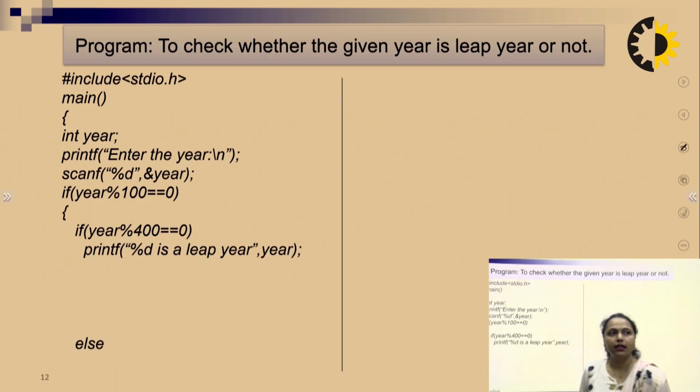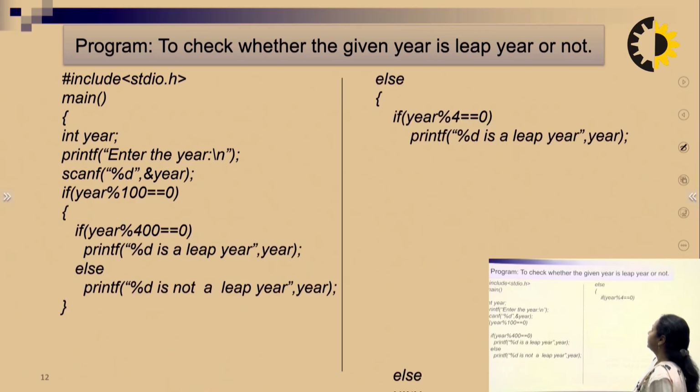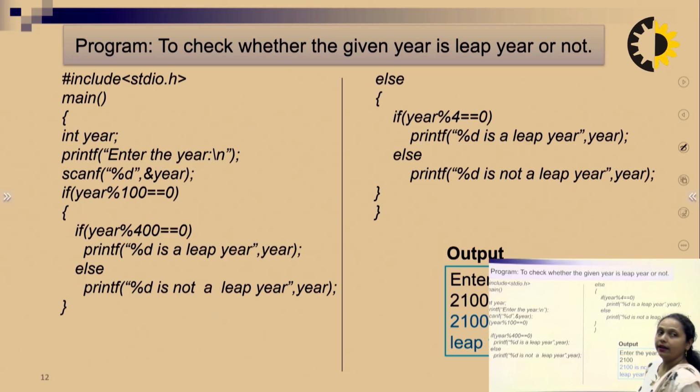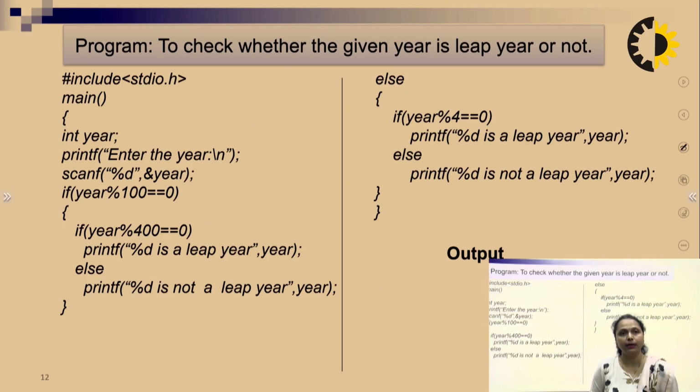Now let's consider one more example with the nested if else, that is to check whether a given year is a leap year or not. So here, what is the concept of a leap year? A normal year can be a leap year or not. Similarly, a century year can also be a leap year or not. Not every century year is a leap year, but every 4th century year is a leap year. And in a similar way, every 4th year is a leap year.